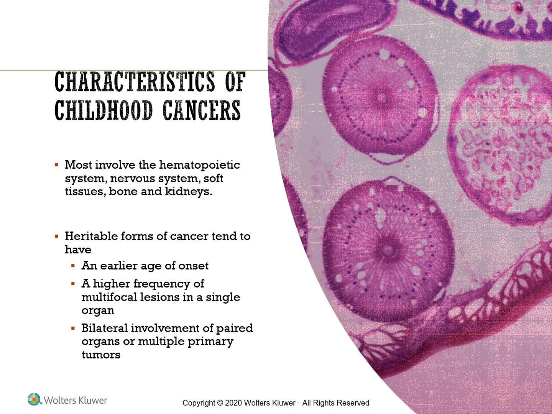So again, we'll just talk about some of the differences between childhood cancers and adult cancers. Most adult cancers are epithelial cell in origin, meaning most adult cancers originate from epithelial cells. But most childhood cancers usually involve the hematopoietic system, so blood and lymph, or the nervous system, or different connective tissues like soft tissue or bone. We also see more childhood cancers develop maybe in the kidneys. The reason we see this is that mutations that cause cancer are often inherited or heritable from the germ cells.